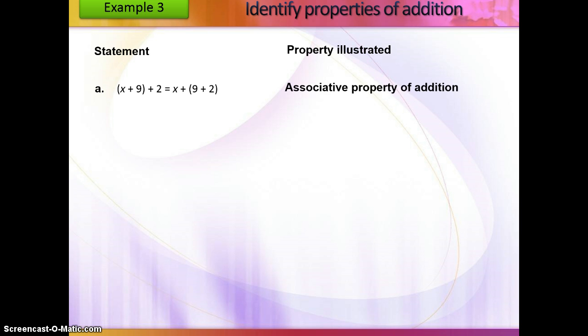Identifying properties of addition. Example A. We have the quantity x plus 9 plus 2 equals x plus 9 plus 2. This is the associative property of addition, meaning the terms are listed in the same order, but I can regroup. On the left side I have grouped x and 9 together, but I can also group 9 and 2 together, and when I evaluate, the answer should be the same.